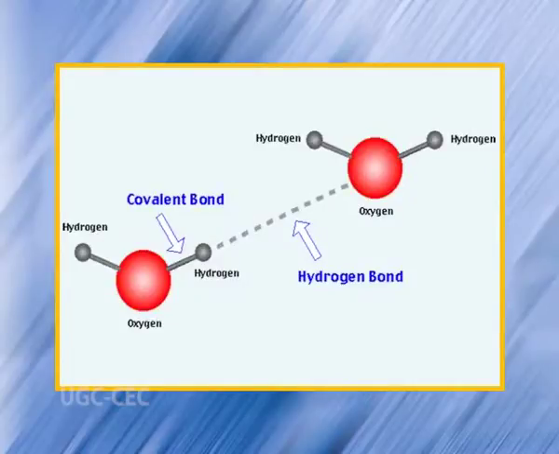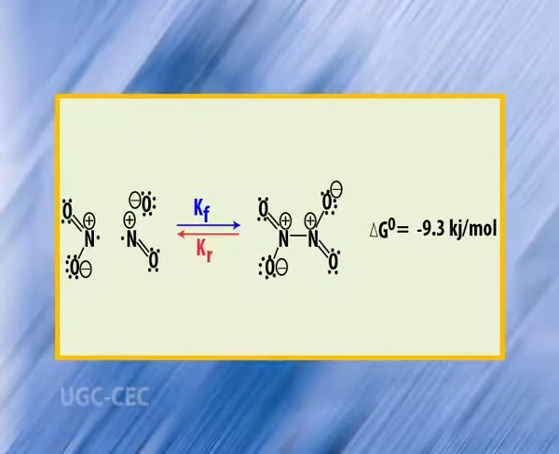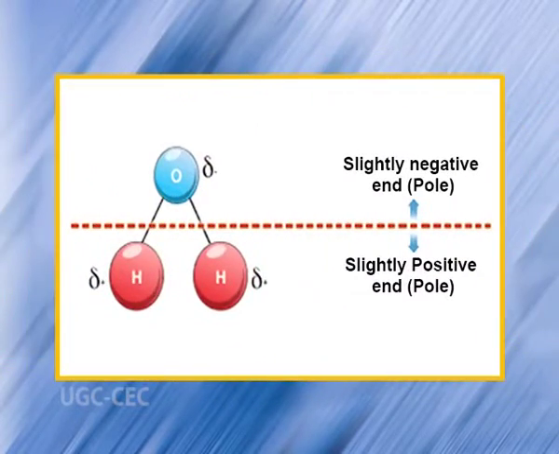Polar molecules containing hydrogen atoms bonded directly to fluorine, oxygen, or nitrogen exhibit an additional intermolecular force called hydrogen bond. For example, HF, NH3 and water all undergo hydrogen bonding. The hydrogen bond is a sort of super dipole-dipole force.